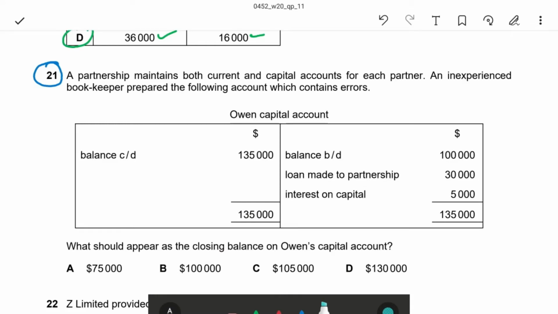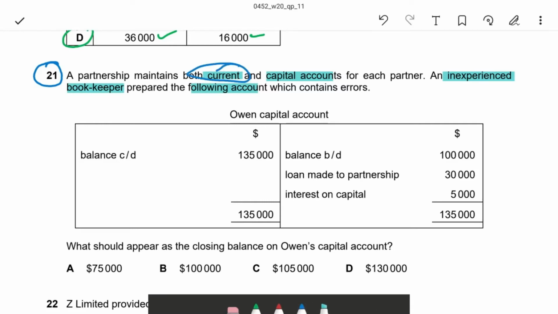A partnership maintains both current and capital account for each partner. An inexperienced bookkeeper prepared the following account. Current and capital account means the business is following the fixed capital account method. In the capital account, they enter only the capital amount. All the other adjustments go to the current account.